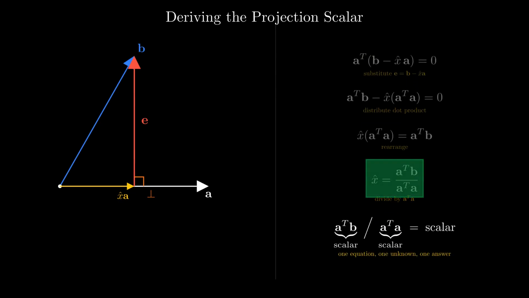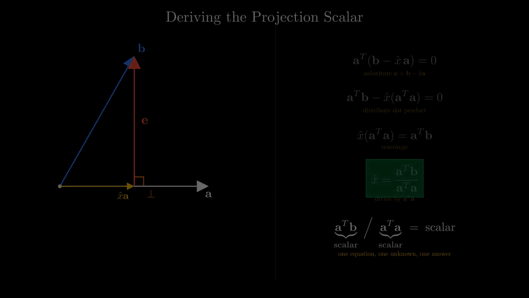Look at what we have. The numerator A transpose B is a dot product. That's a scalar. The denominator A transpose A is also a dot product, another scalar. So x hat is simply a scalar divided by a scalar. One perpendicularity condition gave us one equation in one unknown with one clean answer. The entire projection fell out of a single right angle. Now substitute x hat back into P equals x hat times A. The projection vector P equals A times A transpose B over A transpose A.